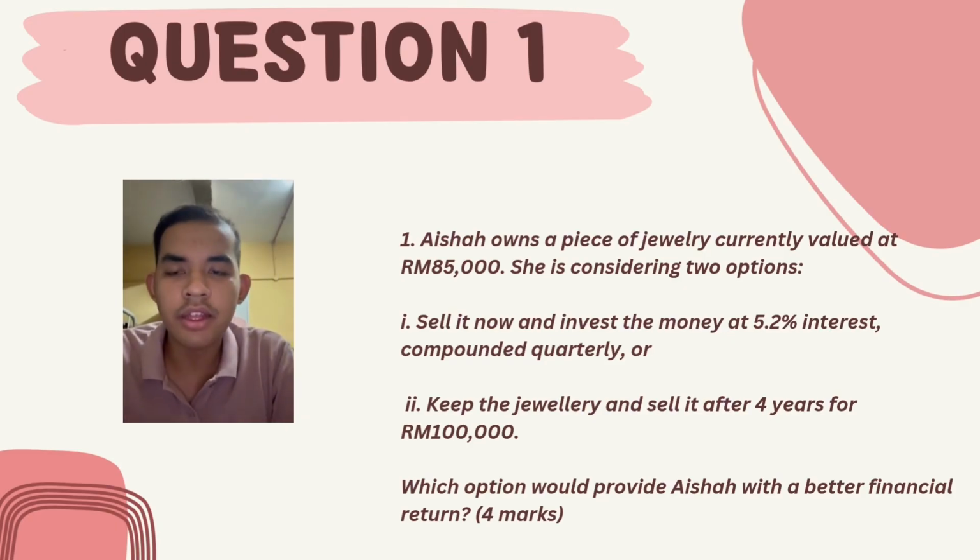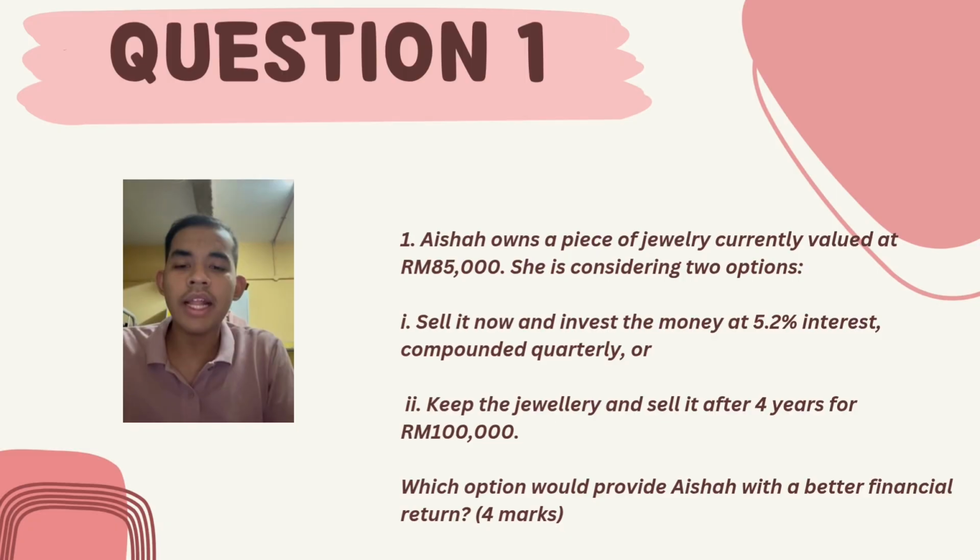Aisha owns a piece of jewelry currently valued at RM85,000. She's considering two options. One, sell it now and invest the money at 5.2% interest compounded quarterly, or keep the jewelry and sell it after 4 years for RM100,000. Which option will provide Aisha with a better financial return?